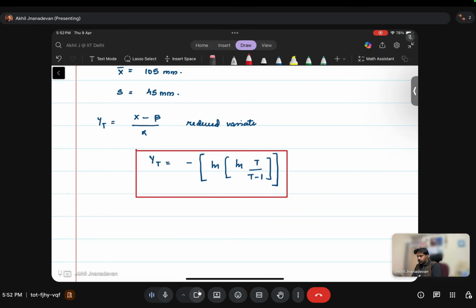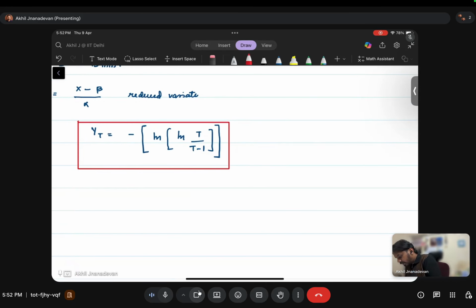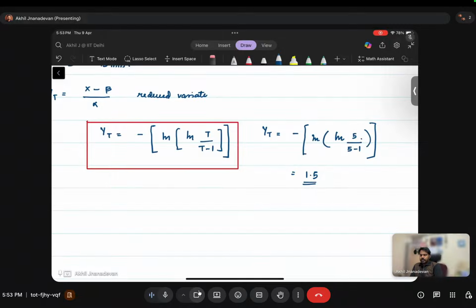So we know the return period T is equal to 5. The reduced variate corresponding to the return period 5 will be minus ln of ln of 5 by 5 minus 1. If you solve this, the reduced variate comes around 1.5, right? As the sample size is very large, as given in the question, you can directly use the following.